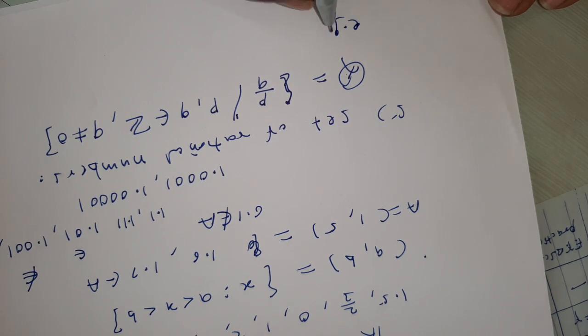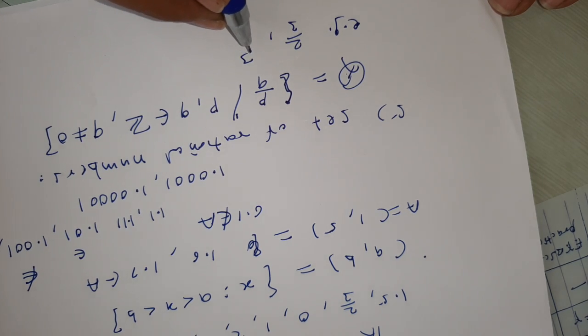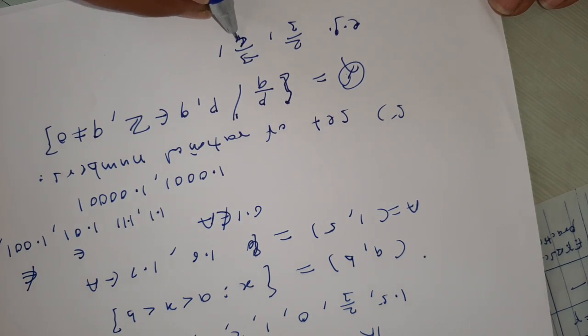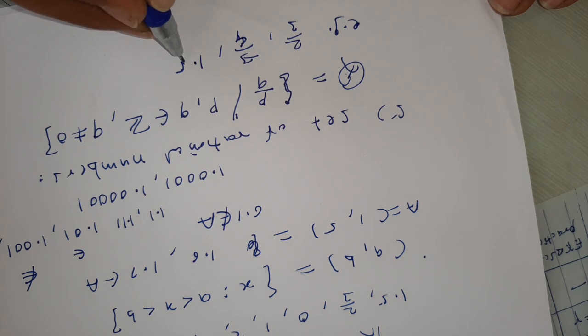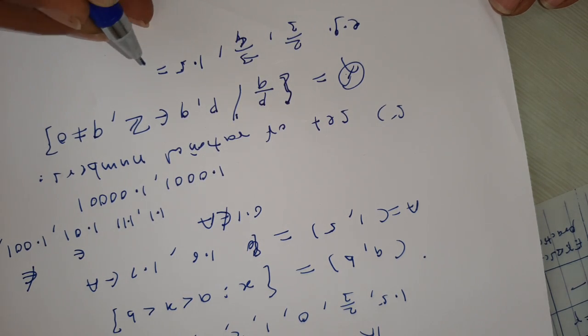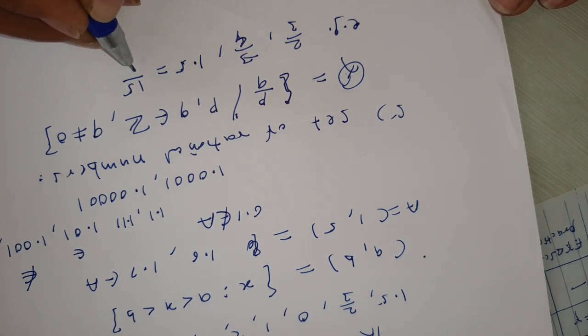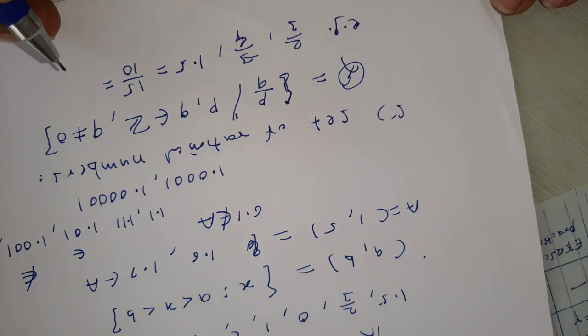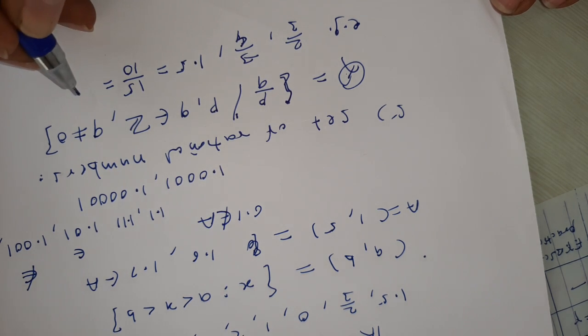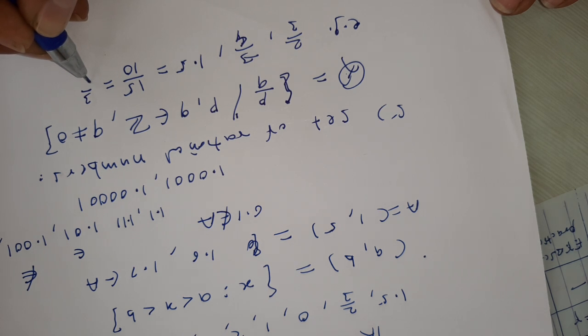For example, 2 by 3, this is a rational number. Minus 3 by 4, this is a rational number. 1.5, this is a rational number. This is not in the form P by Q, but it is reducible to the form P by Q. We can write 1.5 as 15 by 10, or as 3 by 2, and this is the lowest form, 3 by 2.